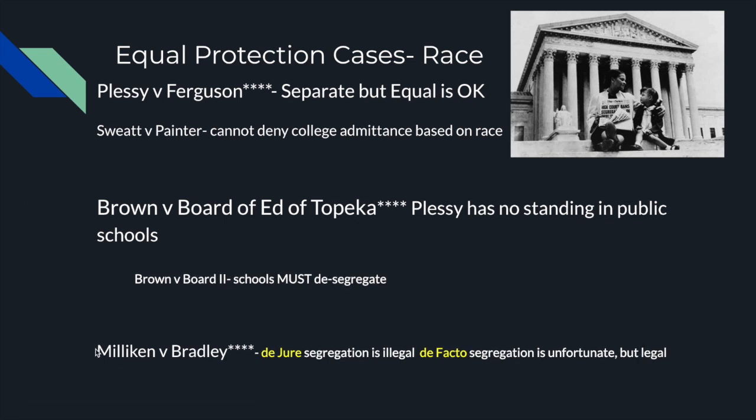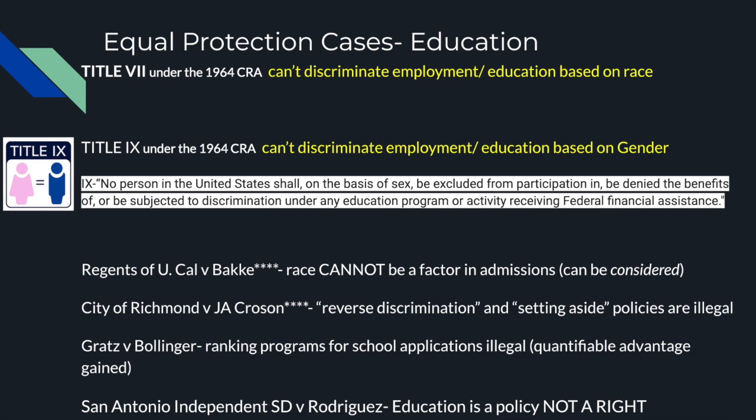I realize you're probably asking, hey, what about the last slide? So let's check it out, and which ones do I want you to know here that might pop up on the final. In this case, I want you to know the difference between Title VII and Title IX, and these two, Cal versus Bakke and J.A. Croson. So race can't be a factor in admissions, and reverse discrimination is not okay. Okay.